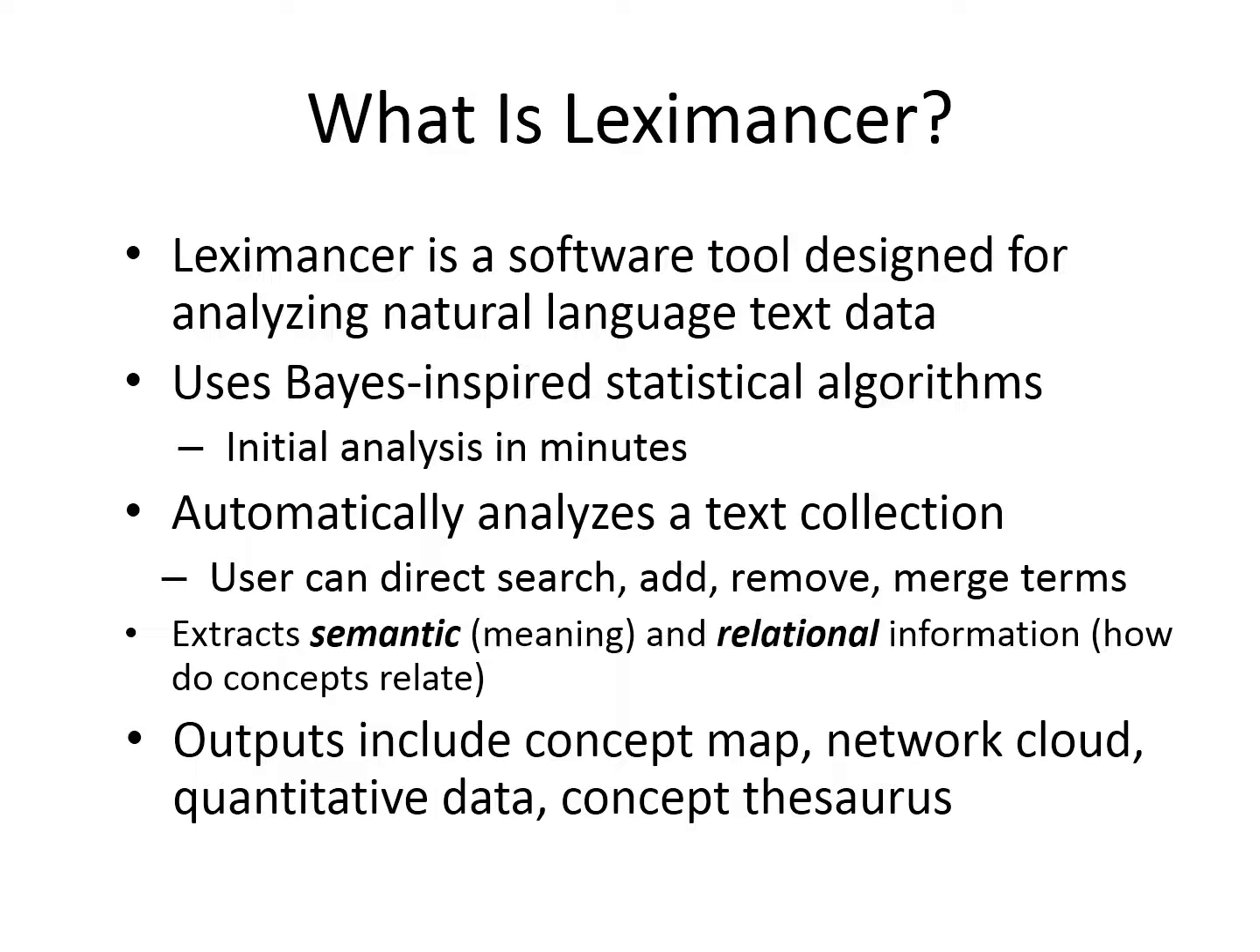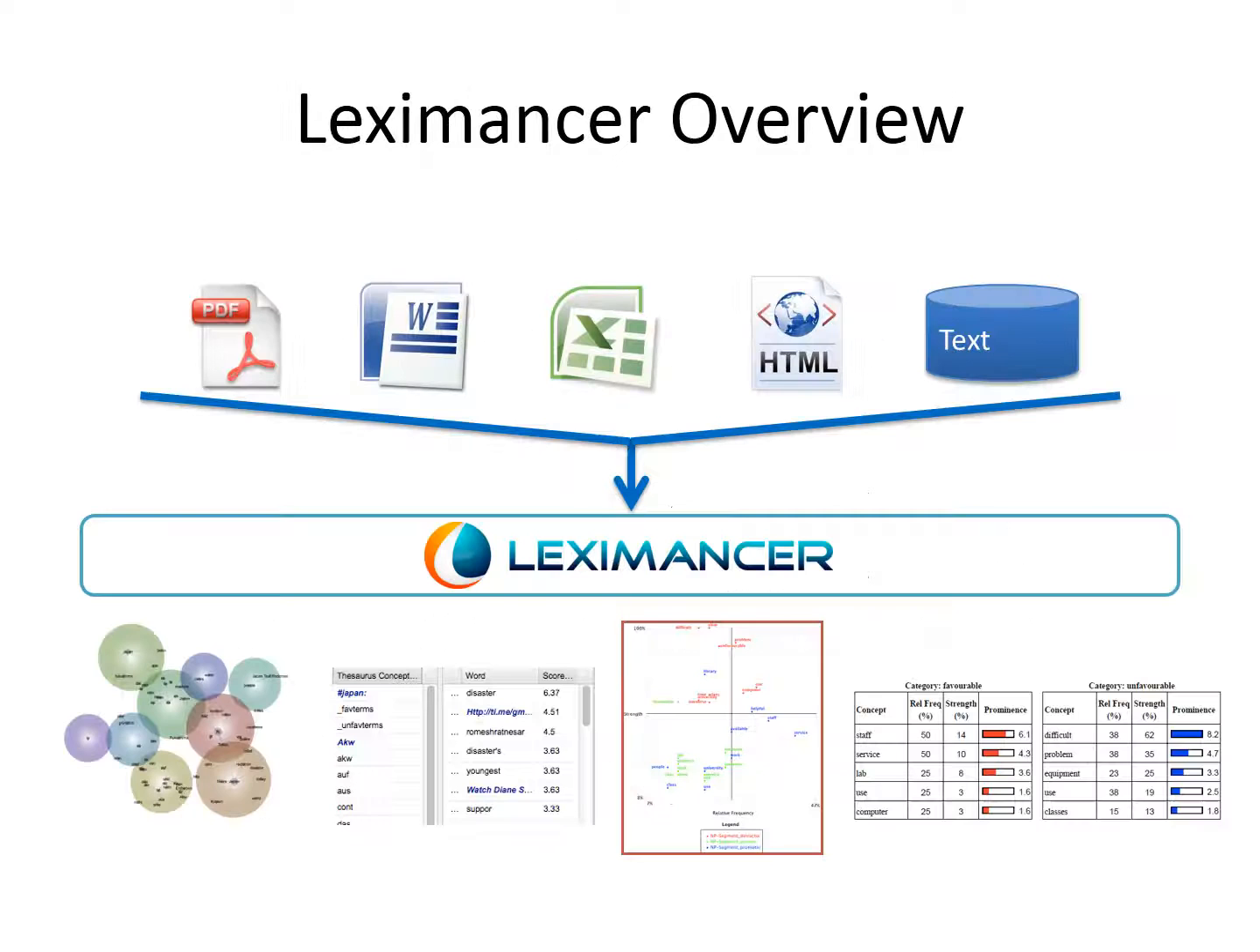And the outputs that it generates include everything from a concept map, which is a visualization of the concepts and how they relate over the entire corpus. It could be used to create things such as network clouds, how things actually connect to each other, quantitative data, and also thesaurus and other kinds of textual information about how prominent particular concepts are and how they're built within the system. So this is a visual representation then of all the ways in which the software can be used.